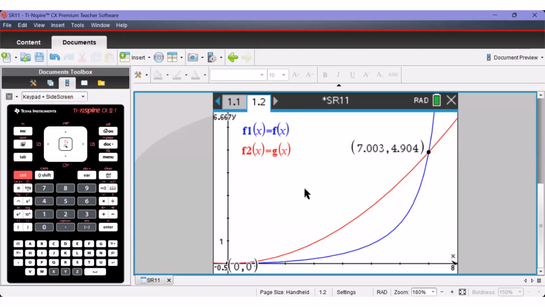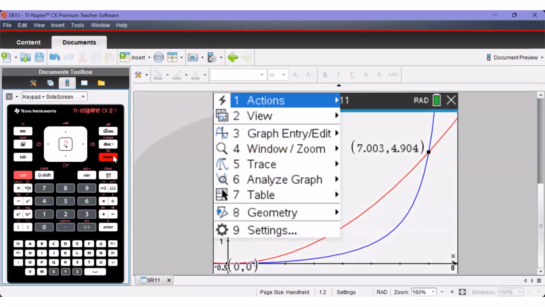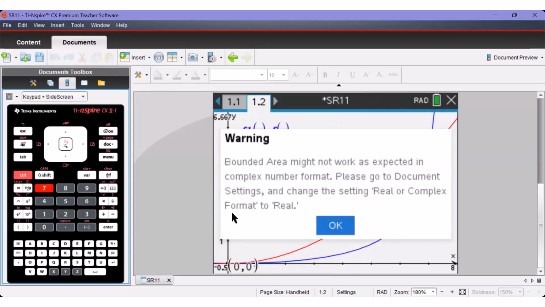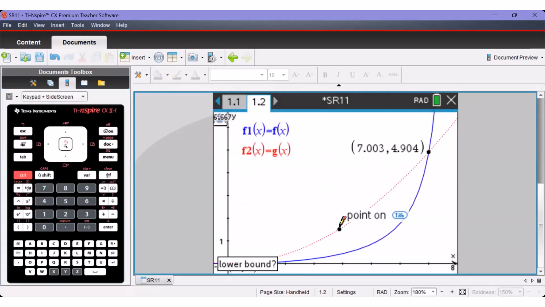So what we're going to do is press menu. We're going to select Analyze Graph by pressing number 6. And then the command we want is Bounded Area. We'll access that by pressing number 7, Bounded Area. Now we get a warning here, which we can ignore. So we press OK.